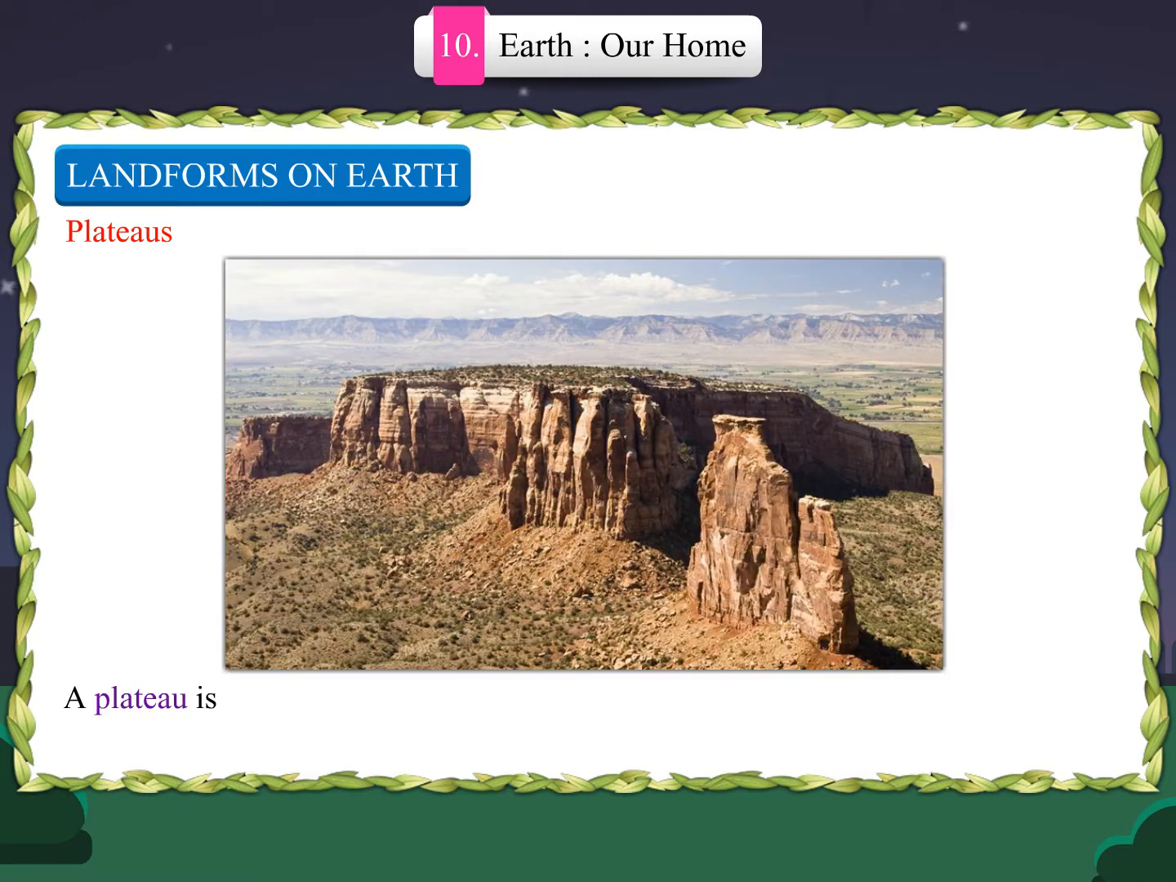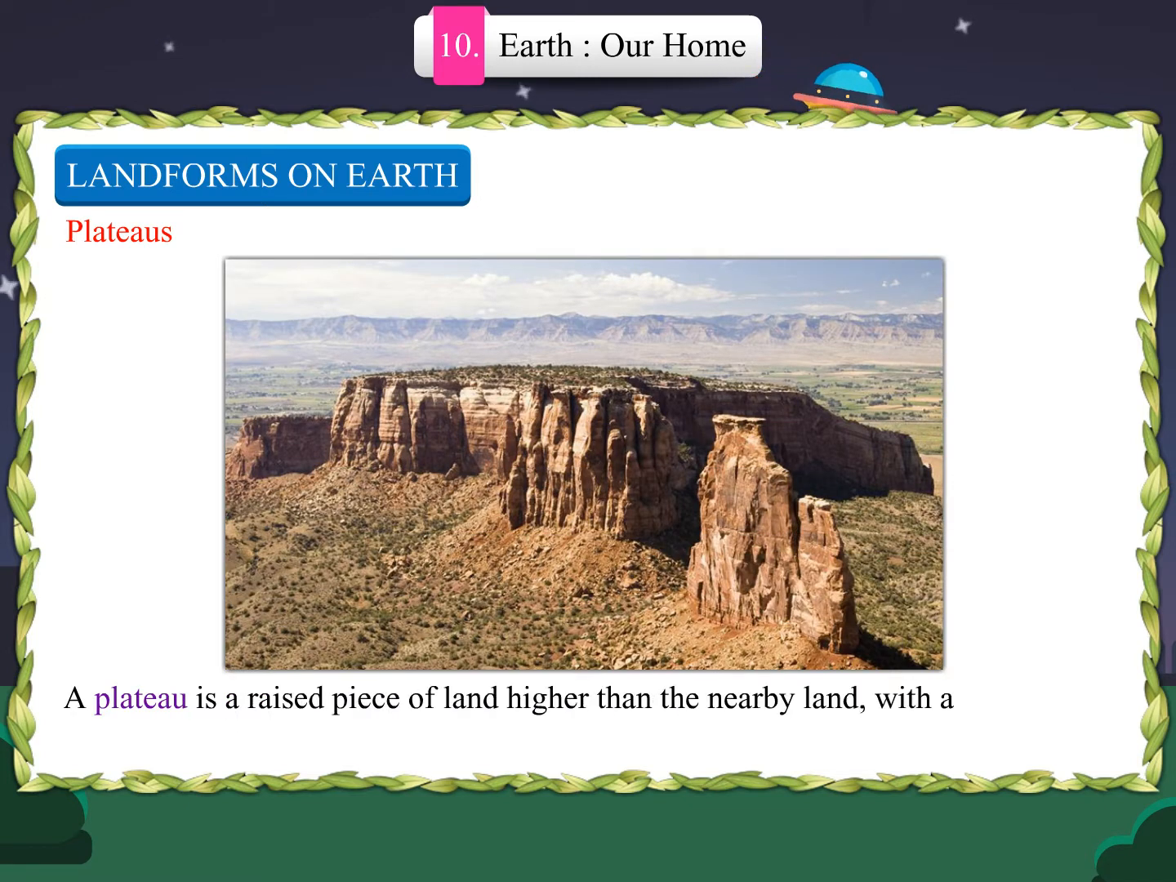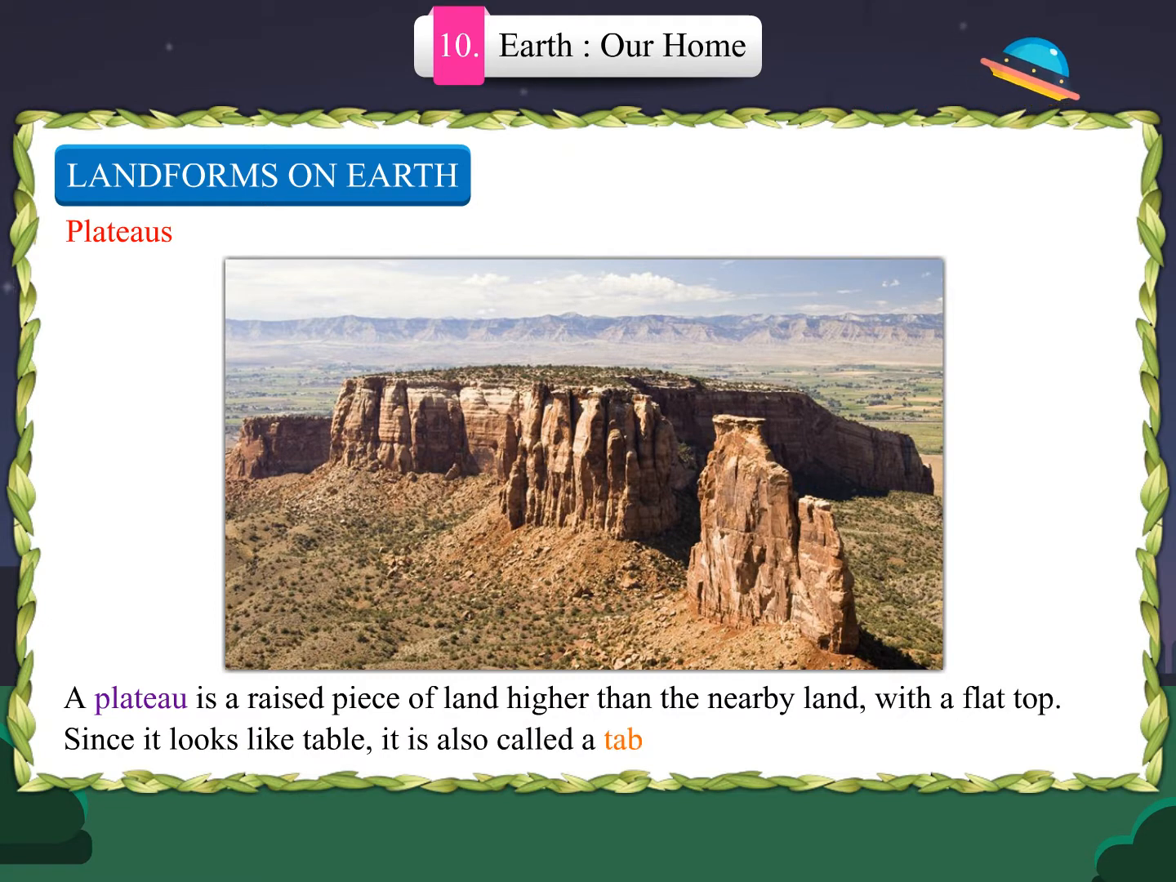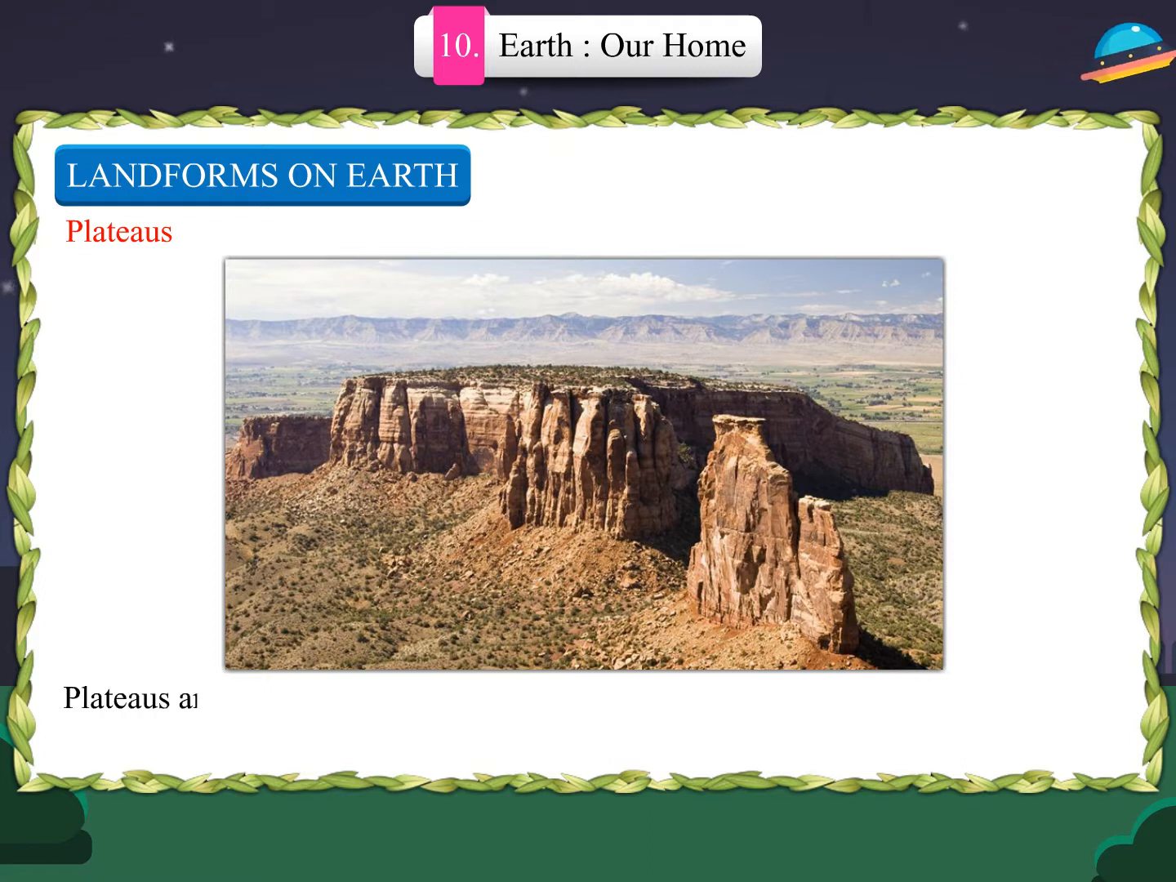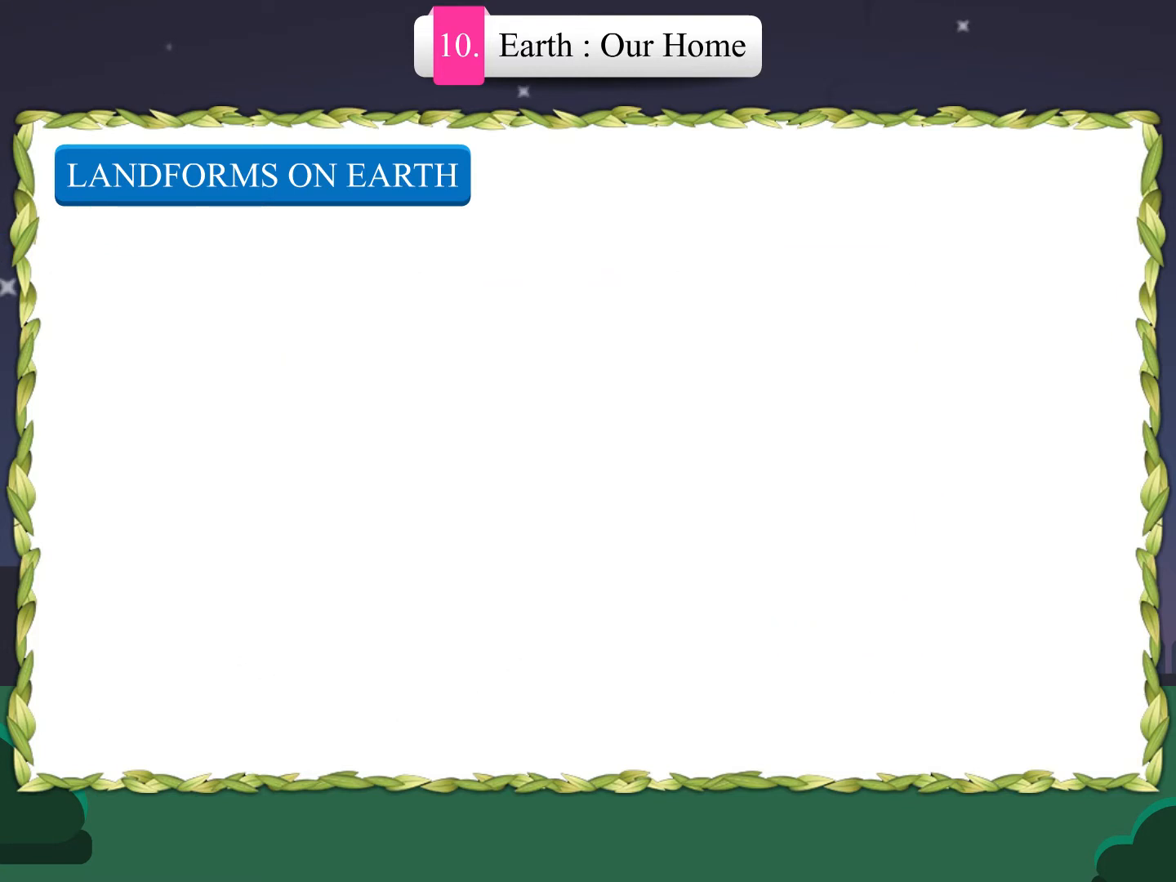Plateaus. A plateau is a raised piece of land higher than the nearby land with a flat top. Since it looks like a table, it is also called a tableland. Plateaus are not as high as mountains. A lot of minerals are found in plateaus.